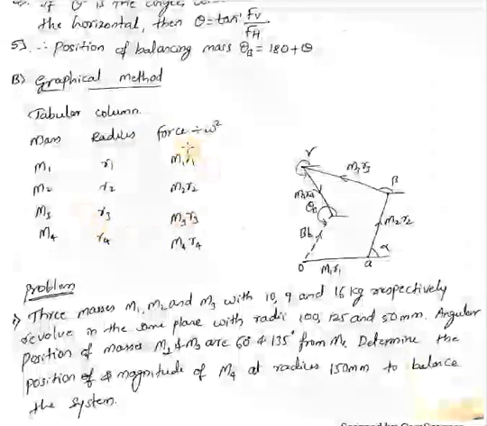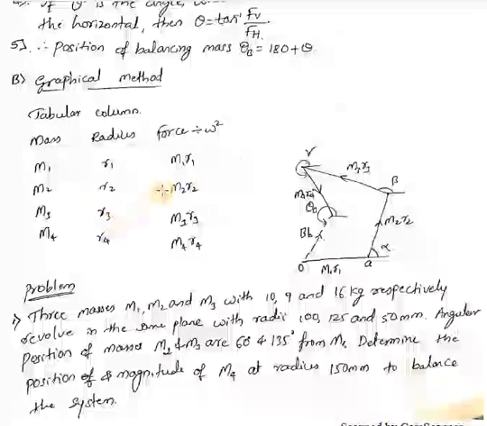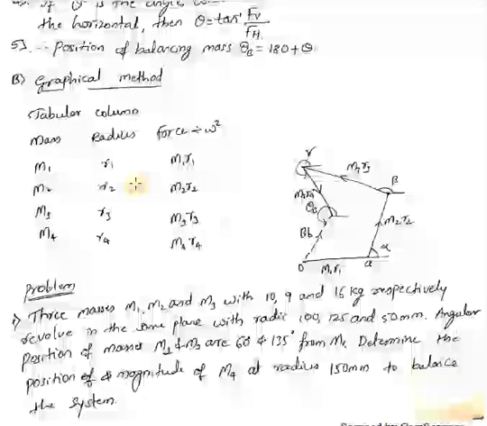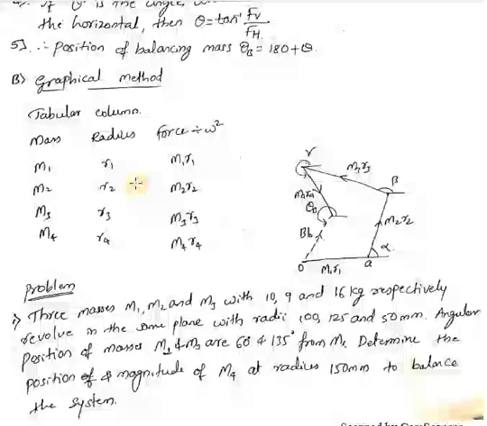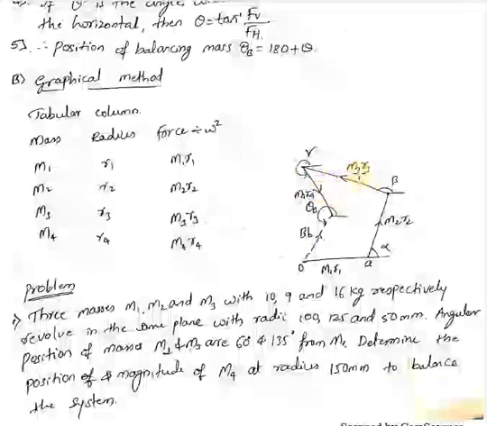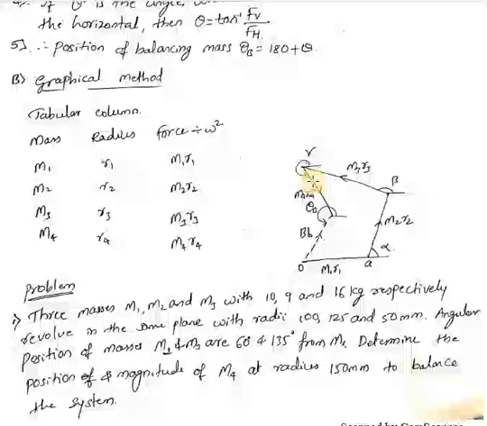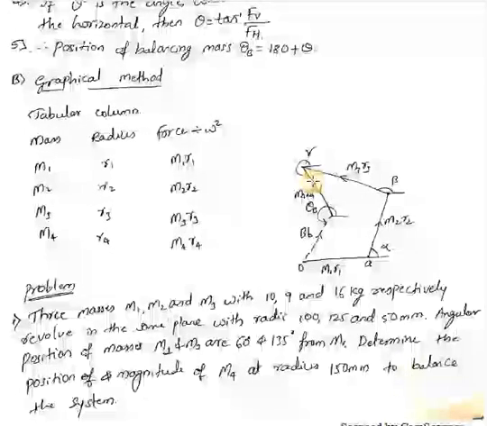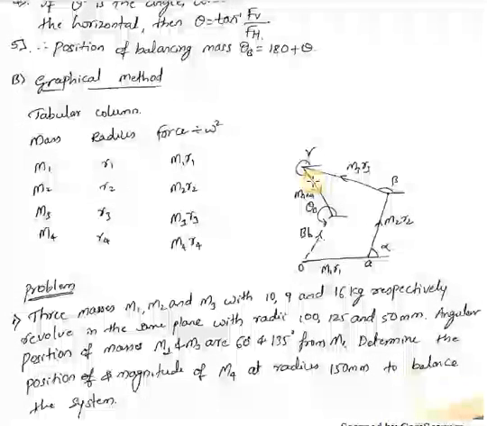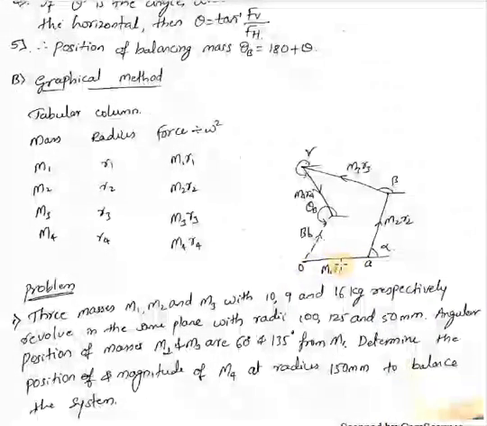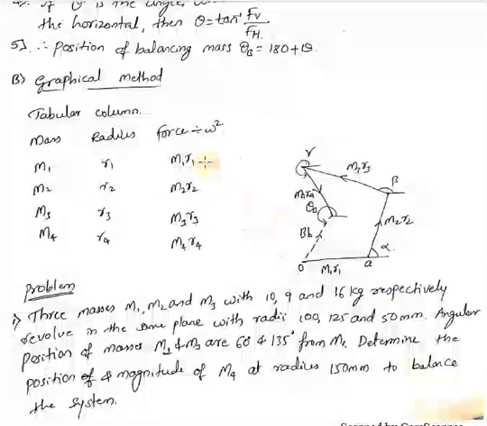Once you prepare this tabular column, and if you know the angular position of all the masses, you can easily find the unbalanced mass by drawing the force polygon. So to draw this force polygon, first you need to draw the space diagram, which I have already drawn, and the tabular column. Now you need to draw the force polygon. First you draw O to A, which is equal to m1 r1. The magnitude of this line should be equal to this one.